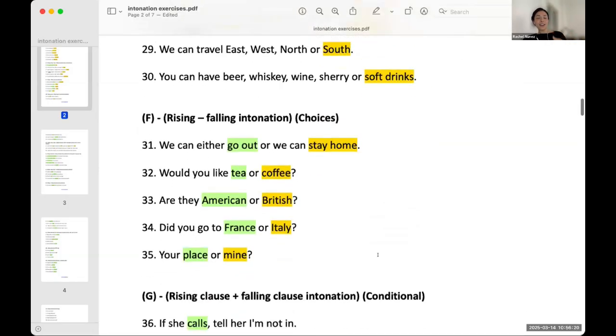Now, the other one I wanted to show is rising and falling intonation when we have two choices. We can either go out or stay home. We can either go out or we can stay home. So who would like to try number 32? A volunteer for 32.